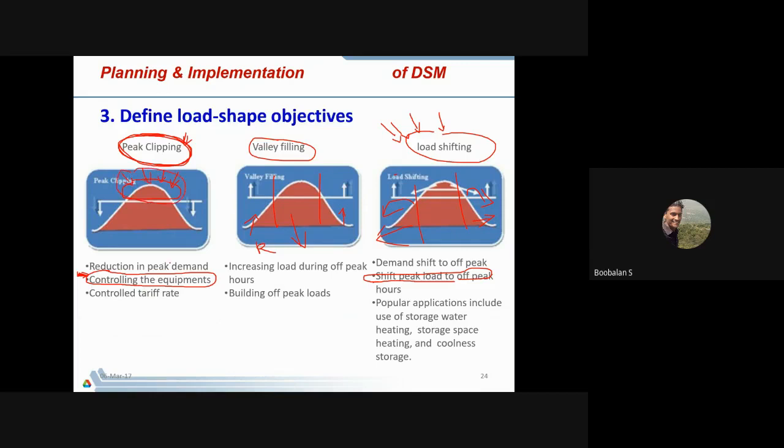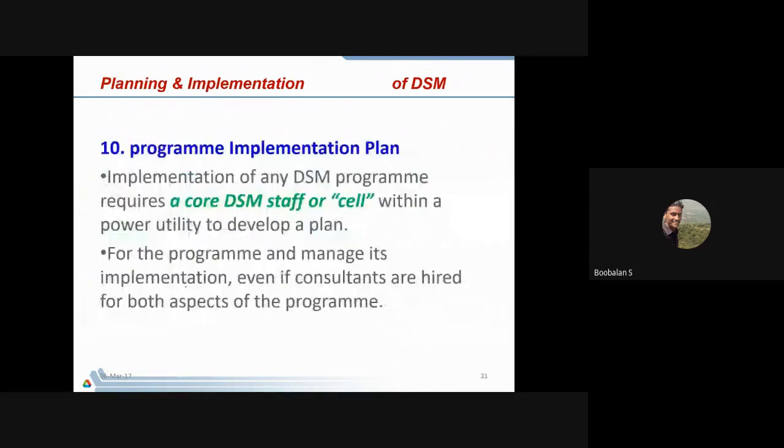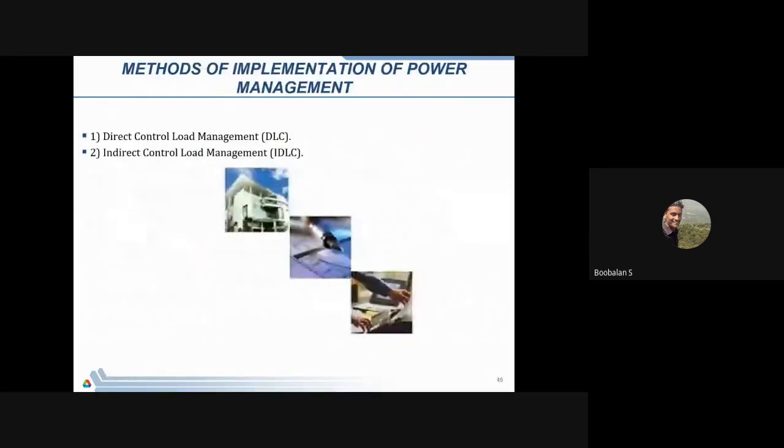So we are directly controlling the electrical equipment, that's called consumer electrical appliances, right? So we directly turn them off, or maybe turn them on, right? So how is it done? We have two types of peak clipping: one is direct control load management, and one is indirect control load management. Both are used to clip the peak demand time, right?